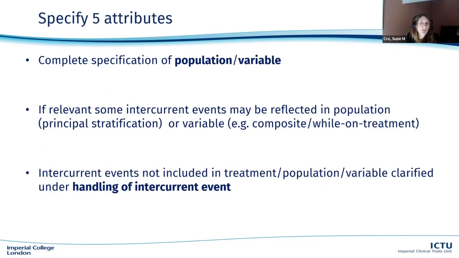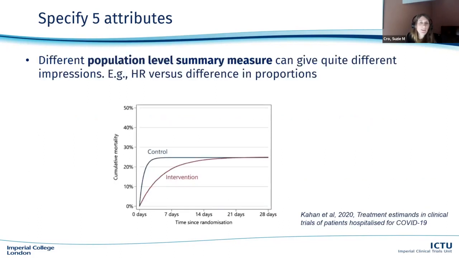And the population and variable attributes might also involve clarifying how some intercurrent events will be handled. So for example, if we're using the principal stratum strategy, this will modify the population element. Or if we're using a composite or a while-in-treatment strategy, this might impact our variable attribute. But any intercurrent events that we've not included in the treatment, population or variable can then be clarified separately under handling of intercurrent events.